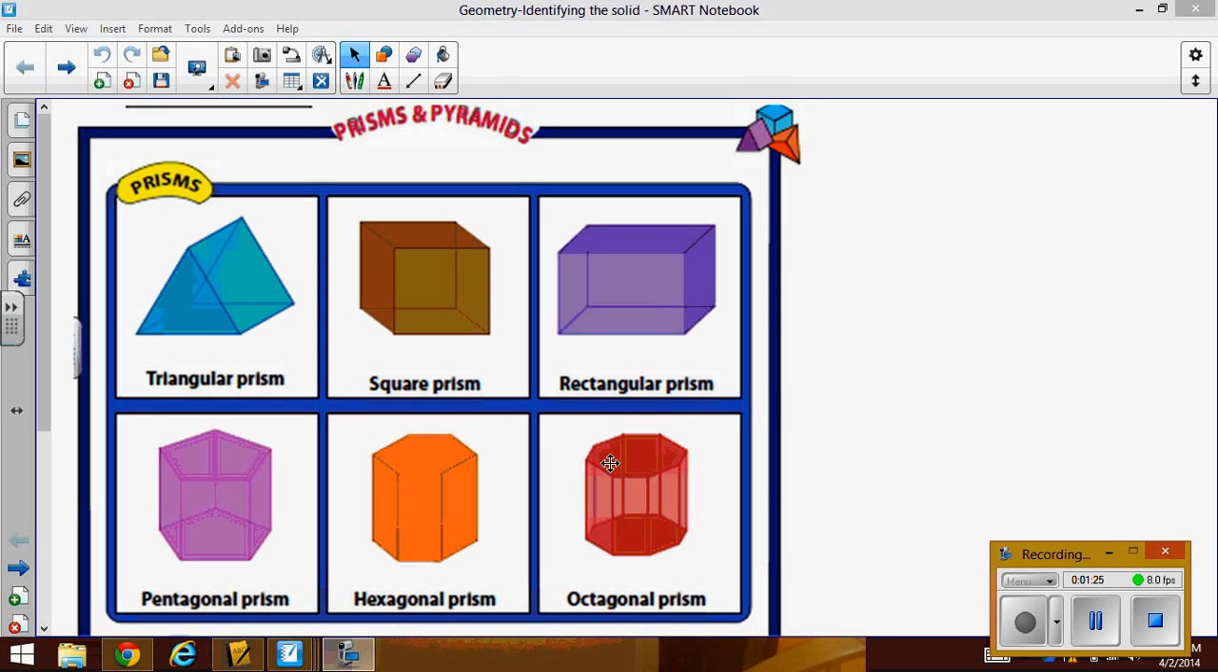1, 2, 3, 4, 5, 6, 7, and 8. So 8 sides is an octagon. Since top and bottom are considered the bases, and they're parallel to each other, it's called an octagonal prism.